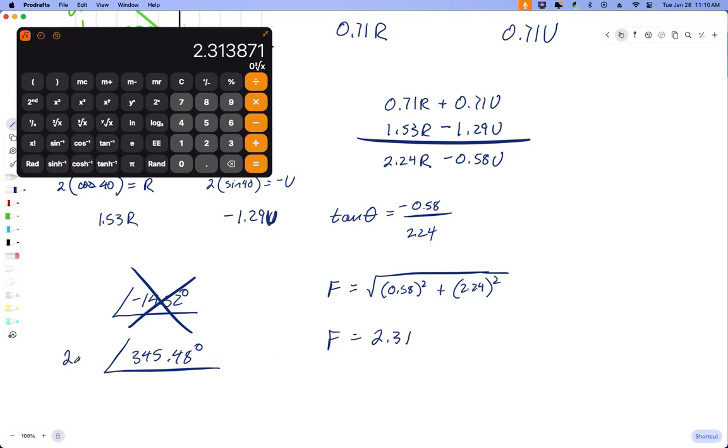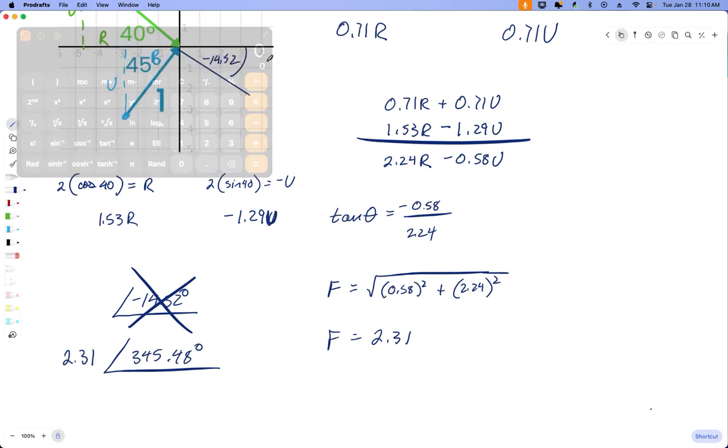That goes here. 2.31 at 345.48 degrees. I believe that's right. And it is correct. I double checked in the system.